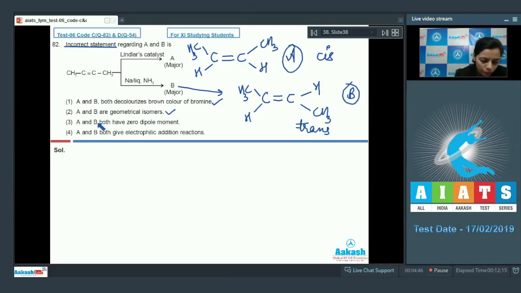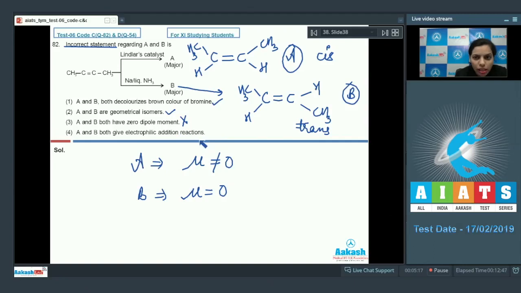Third one, A and B both have zero dipole moment. We should always know that if we talk about the cis form, then definitely mu value is not equal to 0, because this is creating a dipole. But if we talk about B, that's a trans form, and in that case dipole moment becomes 0. On the basis of this, the statement is incorrect. Further, next statement, A and B both give electrophilic addition reaction.